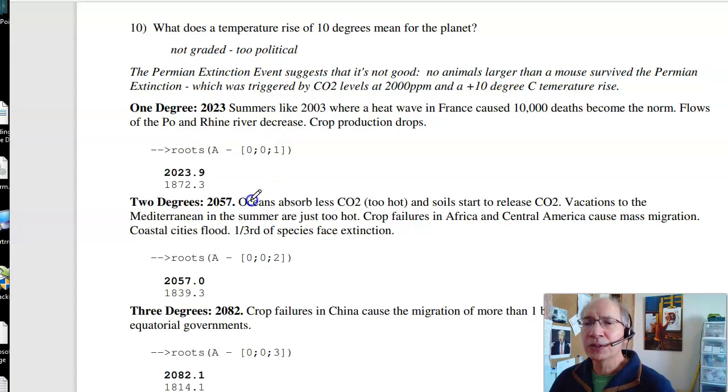At plus 2 degrees Celsius, the year 2057, oceans absorb less CO2 because they're too hot. Hot water doesn't absorb CO2 as well. Soils start to release CO2. Vacations to the Mediterranean or Gulf of Mexico in the summer are just too darn hot. Start getting crop failures in Africa and Central America, causing mass migrations. Coastal cities flood. A third of species face extinctions. That's something we have to look forward to in about 24 years. 34 years.